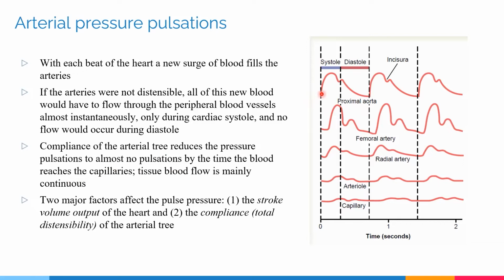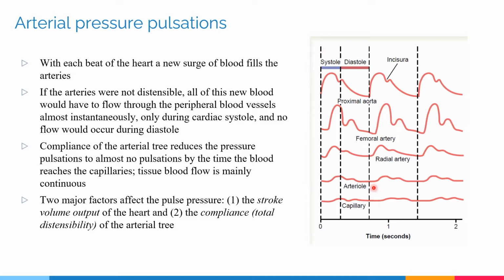As we can see in this graph, in the proximal aorta we have an increase in blood pressure during systole and a huge decrease in blood pressure during diastole. This is also relevant to the blood flow through the aorta. In systole, a large amount of blood flows through the aorta, whereas in diastole, the blood flow drops to almost zero. But if we look at the arterioles and the capillaries, the blood flow is almost constant.